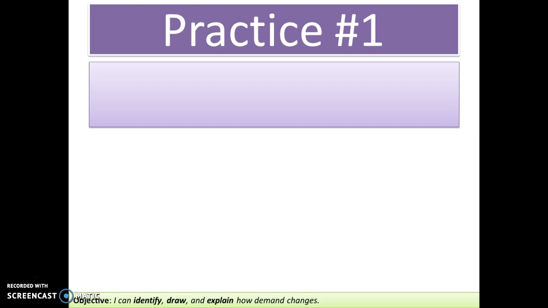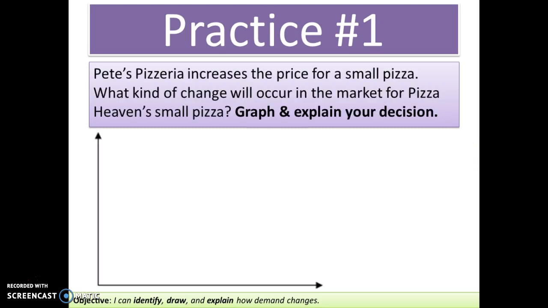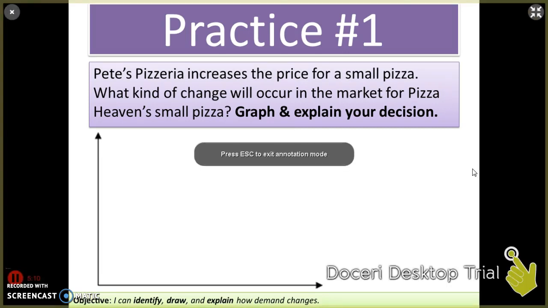So a couple more examples to reinforce these shifters. You pause the video, do it on your own, and then resume, and I'm going to go over the answer.